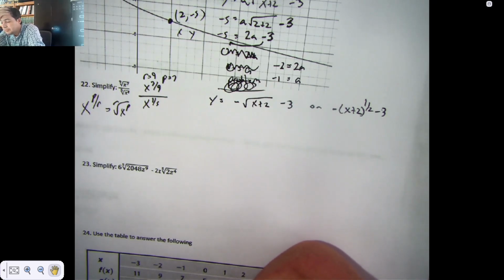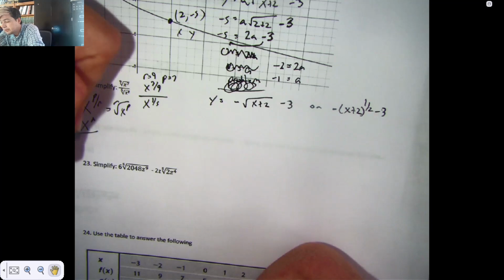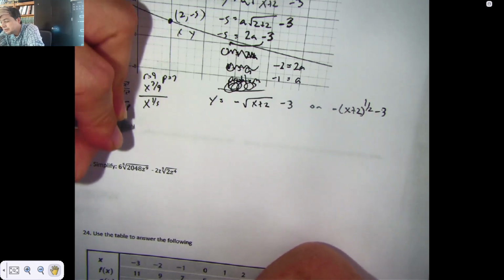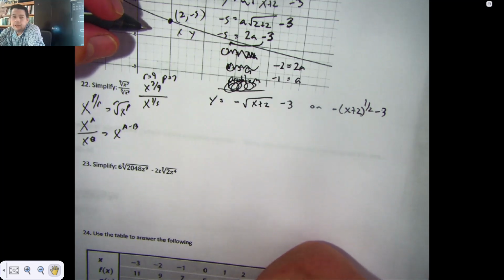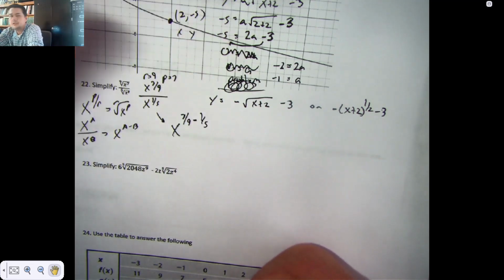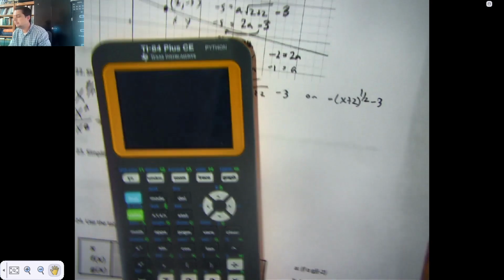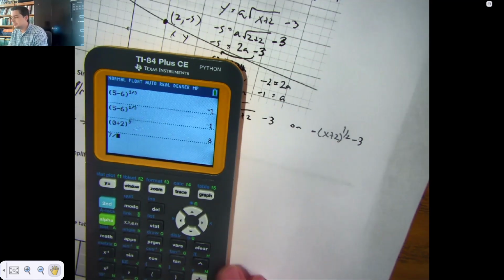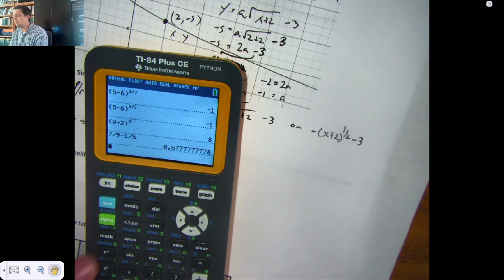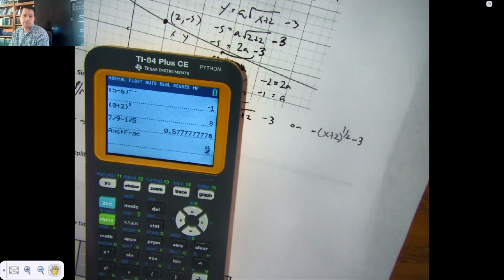Now what's coming across my brain is x to the a over x to the b, which is x to the a minus b. Now I happen to know that 7/9 is bigger than a 5th. So this guy becomes x to the 7/9 minus a 5th. And if you don't know what 7/9 minus a 5th is, big whoop, right? You just push them buttons. 7/9 minus 1/5, math enter, should be 26/45.